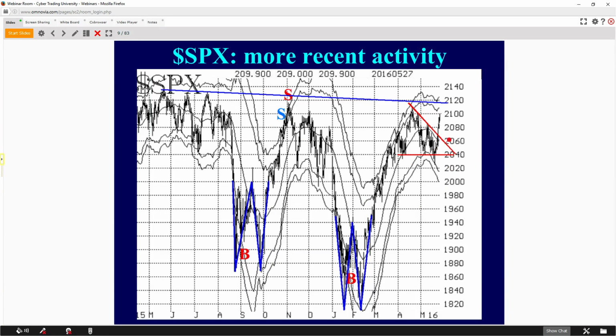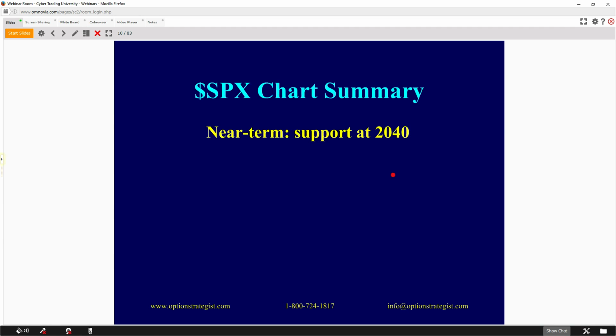But this chart right now is telling us on the short term that SPY or SPX is moving higher, but we're about to run into some resistance up here, as we saw from both this chart and the last one. So we know there's support at 2040. We'll probably see resistance all the way up to the highs at 2135.